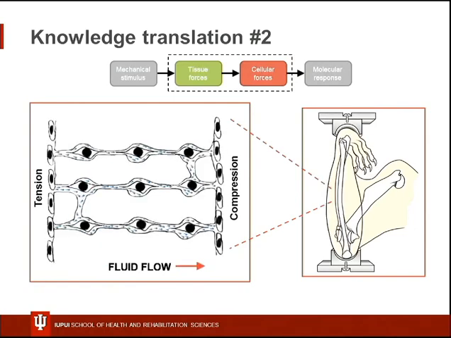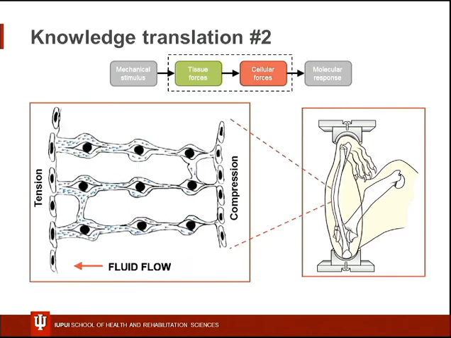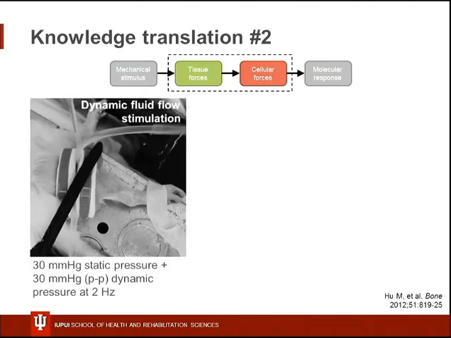So knowing that the mechanical stimulus for bone cells to respond to mechanical loading is this fluid flow, is there a way that we can introduce fluid flow to bone without actually loading the bone? So can we introduce this sort of fluid flow without actually loading the bone? And there's a couple of different ways that people have done this experimentally.